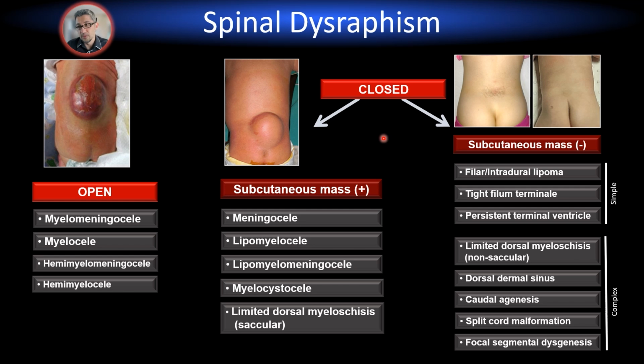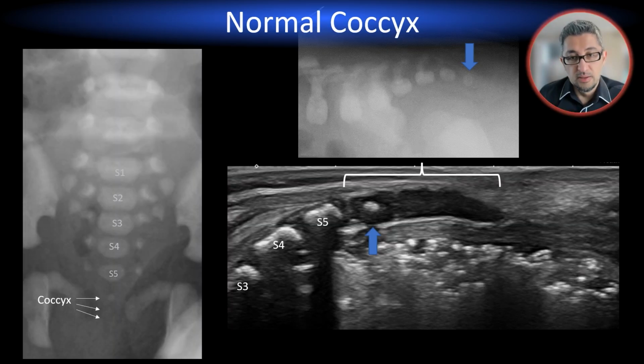Before I finish, I would like to discuss for 2 minutes an anomaly which is not considered as spinal dysraphism, but it has become very popular. In order to understand this, we need to know the normal coccyx anatomy.